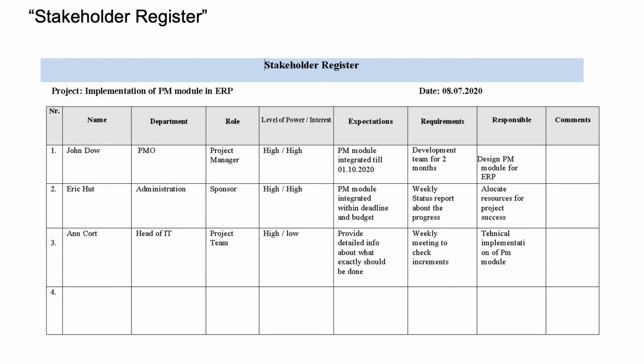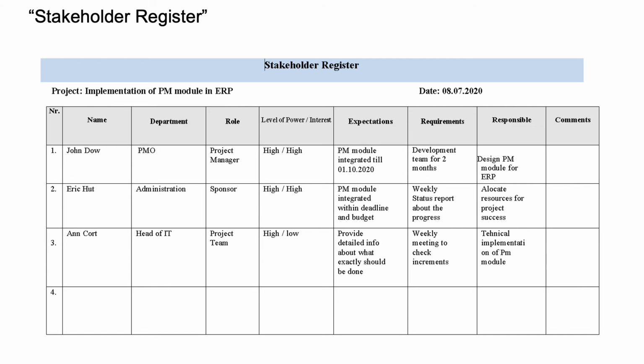Eric, in our example, is a sponsor who possesses the highest level of power and interest. Thus, he expects that the module will be released within the required deadline and budget. He needs to be informed weekly about the status of the project because it is a strategic one. Since the project itself is strategic, he is ready to allocate necessary resources to make the project successful. And next in our example is the head of the IT department.